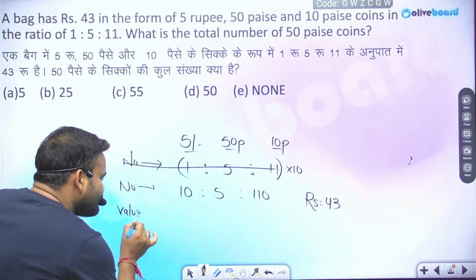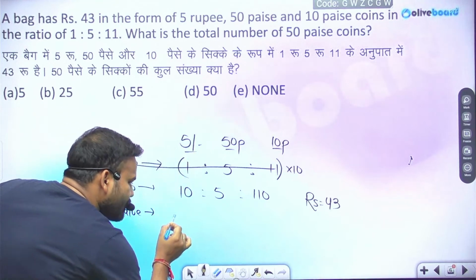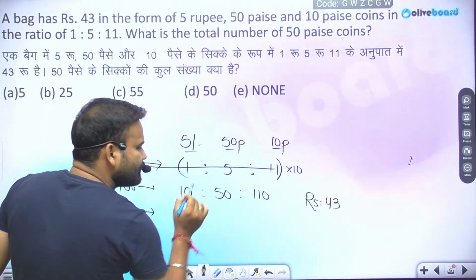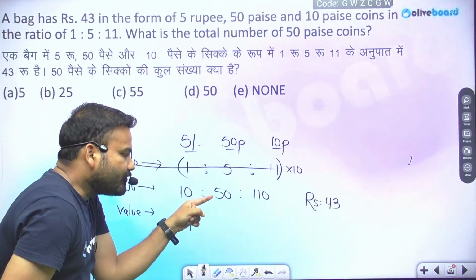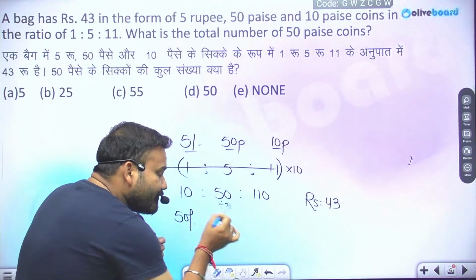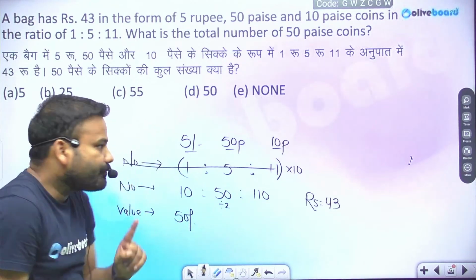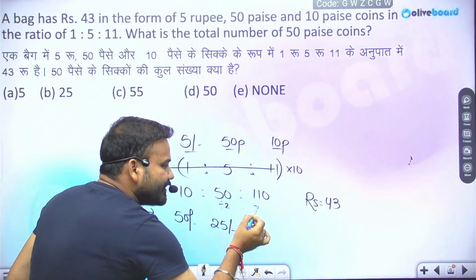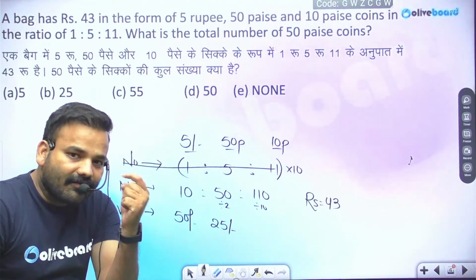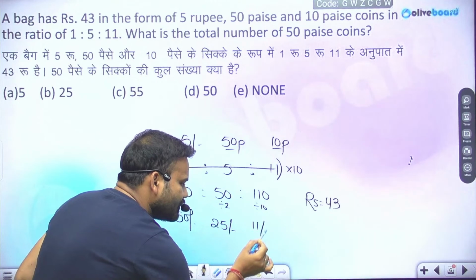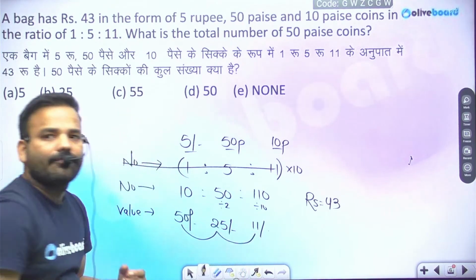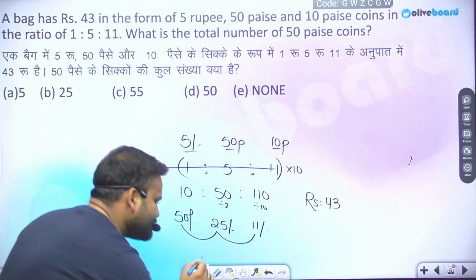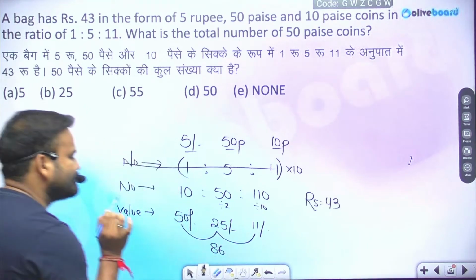Now see, it is feasible now. 5 rupee of 10 is what? 50 rupees. 50 paise of 50 is divided by 2, because for every 2 50-paise coins I will be getting 1 rupee. This is what? 25 rupees. And this is what? Divide it by 10, because for every 10 paise we will be having 1 rupee. So this is 11. So according to my assumption, what is the total money in the bag? 50 and 25 is what? 75. 75 and 11 is what? 86.